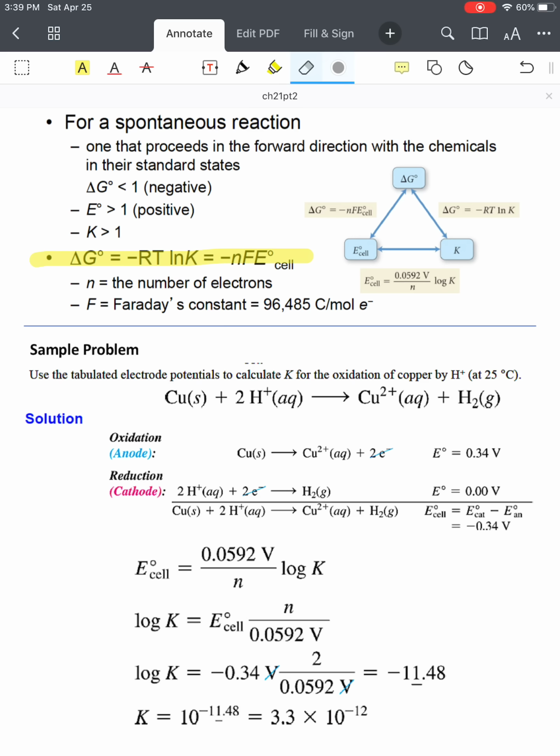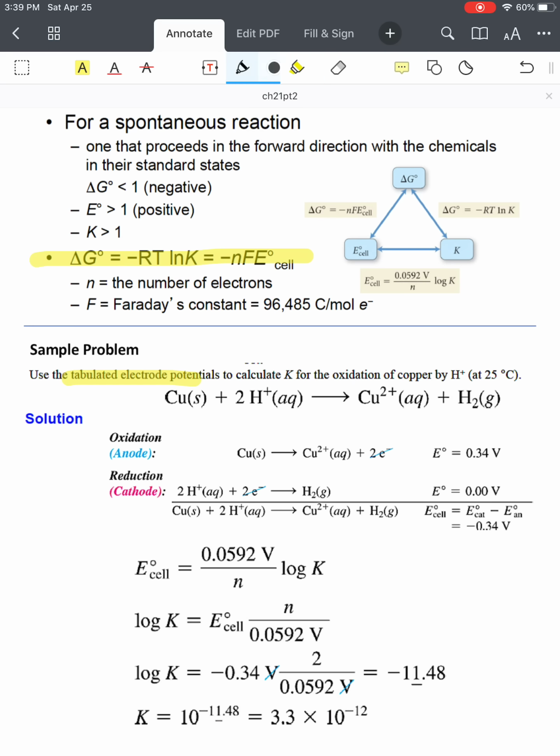It doesn't pick up steam, and we don't get the dissolution of copper metal. It's one of our more inert metals. But let's prove that quantitatively. To help us do that, we are going to use our tabulated electrode potentials to compute the equilibrium constant.